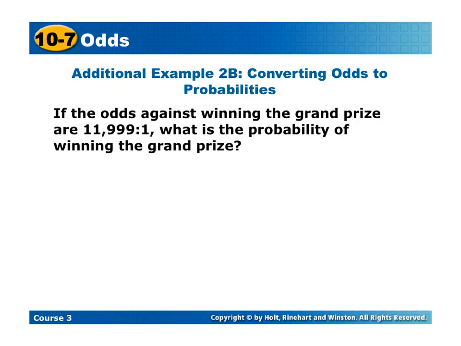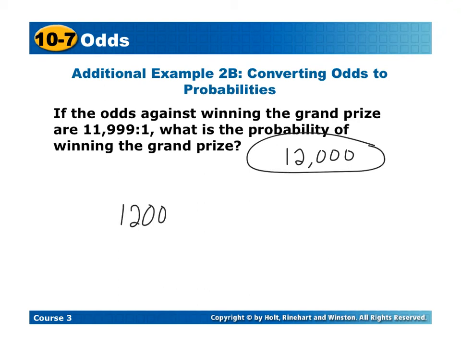Why don't you pause the video and try this one on your own? Looking at it, if the odds against winning the grand prize are 11,999 to 1, what is the probability of winning the grand prize? Once again, we have a part-to-part, so when we add those together, we know we have 12,000 total chances. So that's going to be our denominator. The difference here, though, remember this is odds against winning, and it's asking for the probability of winning. So here we have to actually reverse this. So our odds in favor was 1, so the probability is going to be 1 out of 12,000.